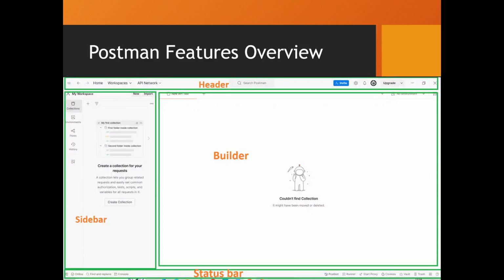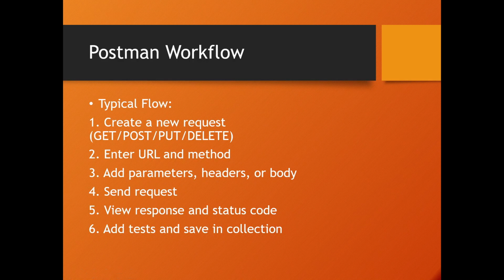This is the overview of Postman. Here you can see the header part, sidebar, a builder, and a status bar. Okay, then the basic workflow of Postman is here: create a new request, that may be method GET, POST, PUT, or DELETE. Enter the URL and select the method, add parameters, headers or body if it is available, then send the request and view the response and status code, and add tests and save in collection.